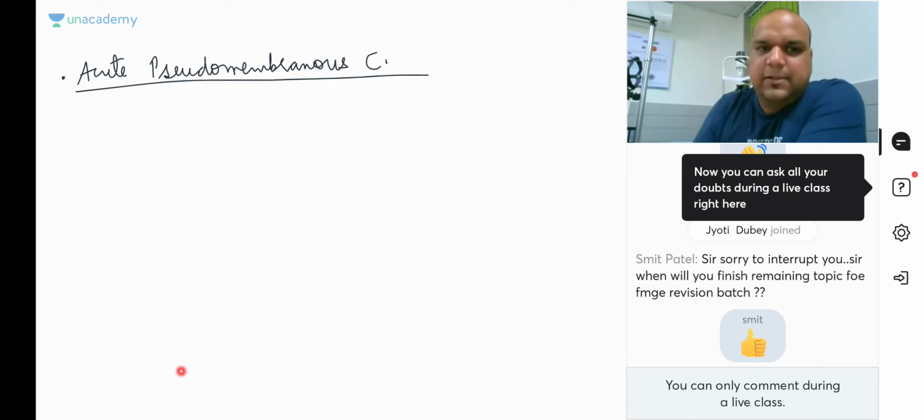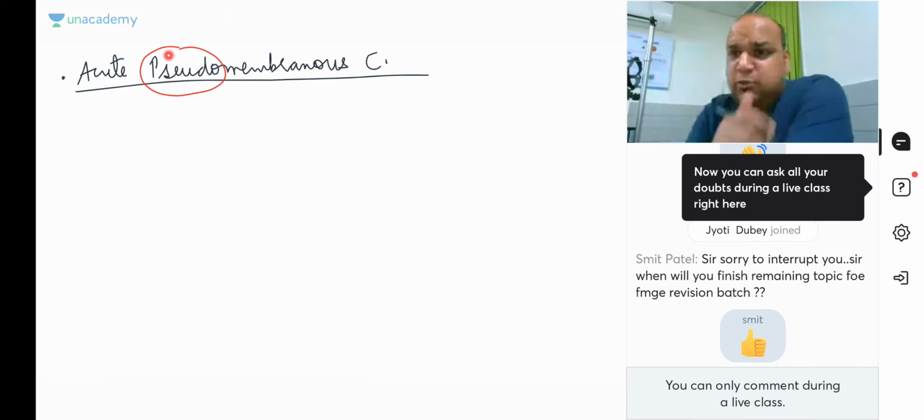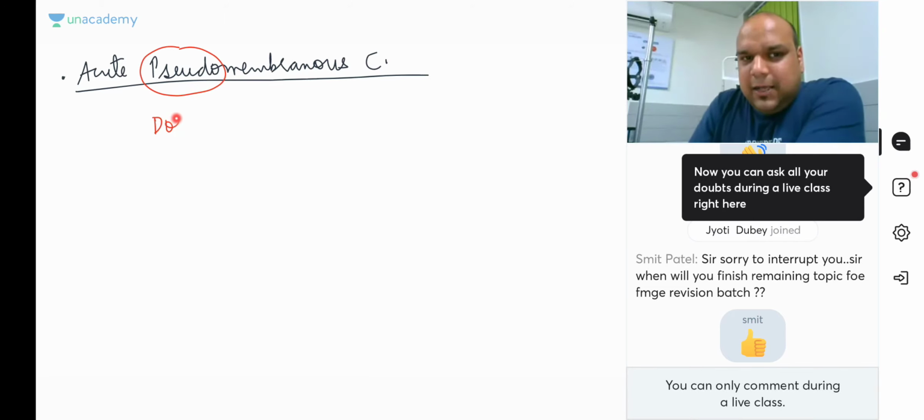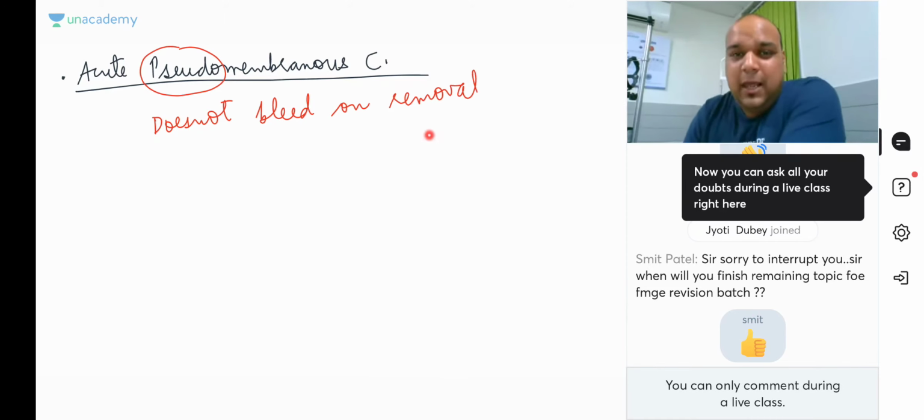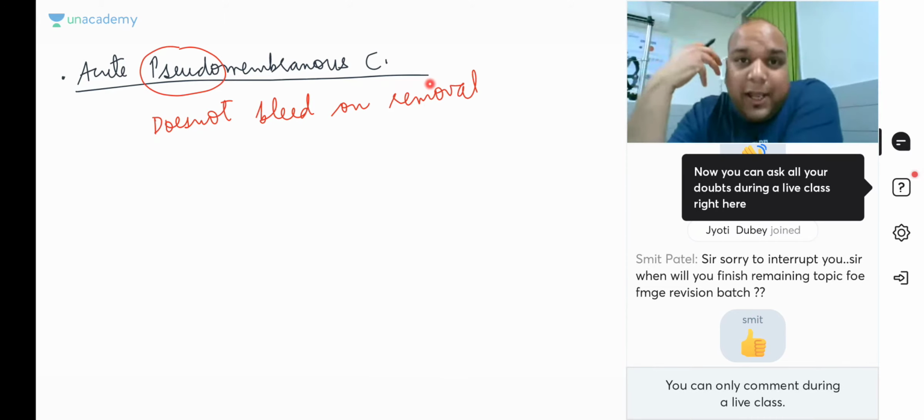Now, everybody, the basic difference is this word pseudo. What is the difference between a membrane and a pseudomembrane? The only difference is it does not bleed on removal. It is a pseudo membrane, not a true membrane. So it is not becoming adherent with the underlying tissue. There is no necrosis along with this membrane. So when you want to remove it, you can just remove it like a tape.